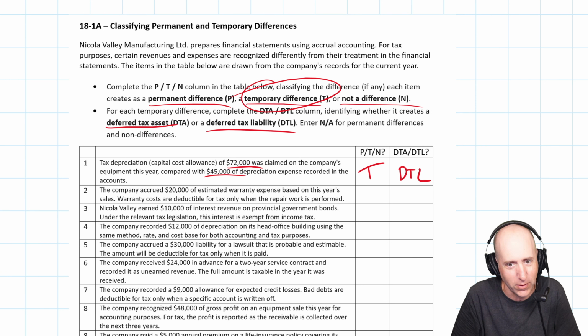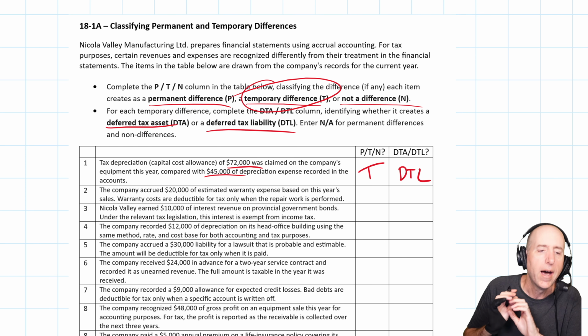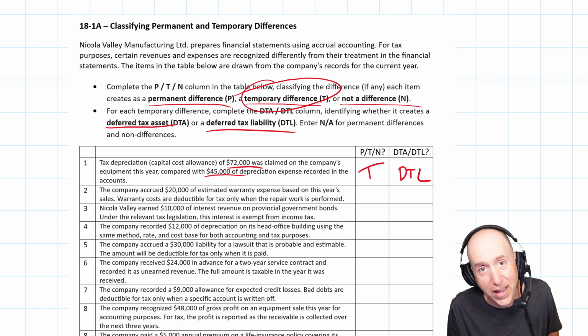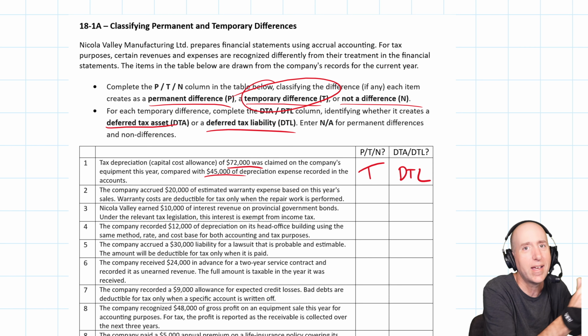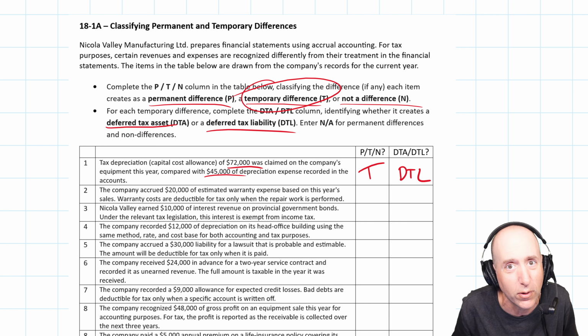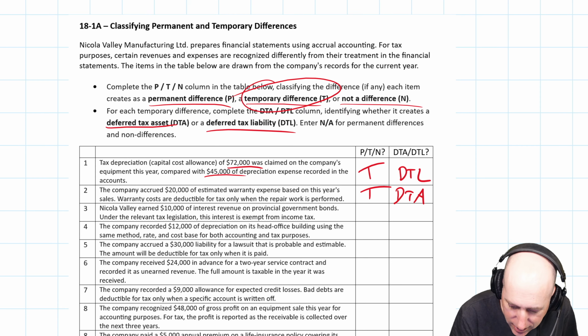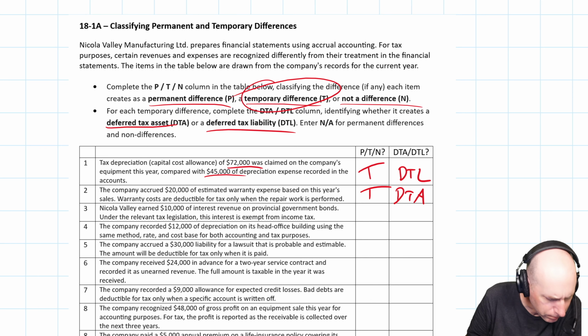This is a temporary difference, right? I took a $20,000 expense now in accounting. I'm going to take a $20,000 expense later for tax purposes, but the fact that the expense is coming later means it reduces my taxes later. That's good for me. That's a deferred tax asset, and this indeed is temporary.